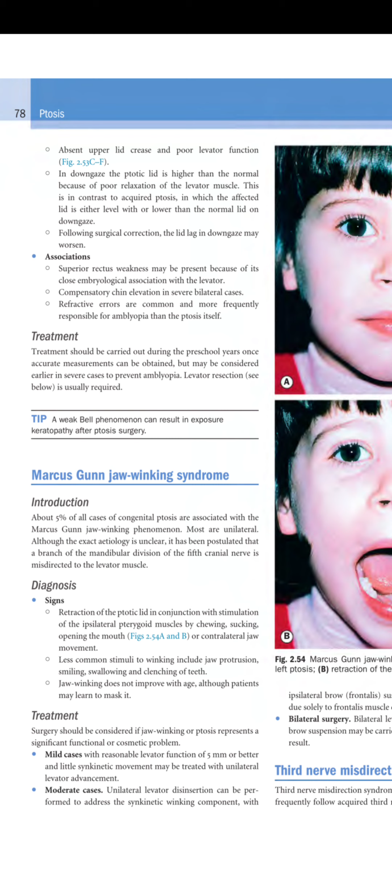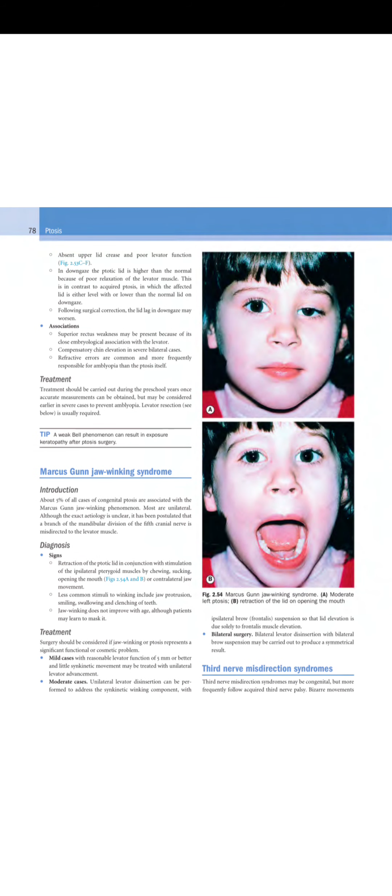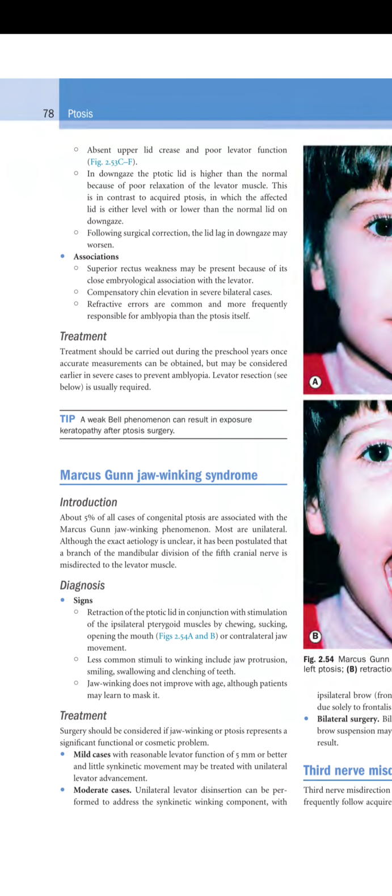Levator resection, see below, is usually required. A weak Bell's phenomenon can result in exposure keratopathy after ptosis surgery. So basically levator resection can be done, but I think the most common procedure usually performed is the frontalis procedure.